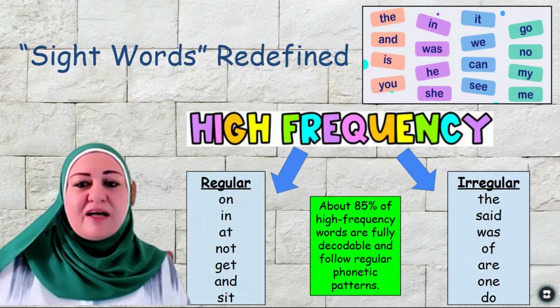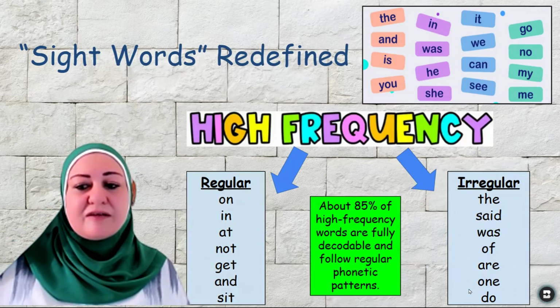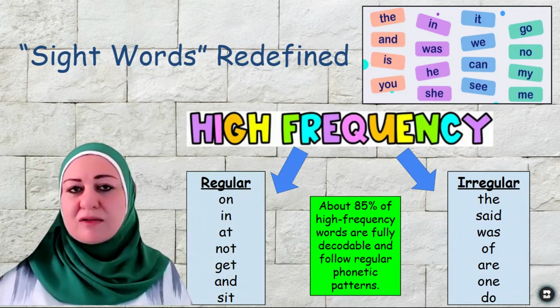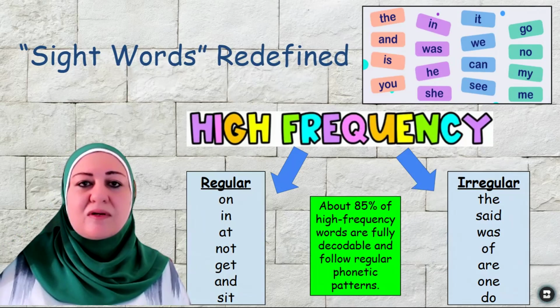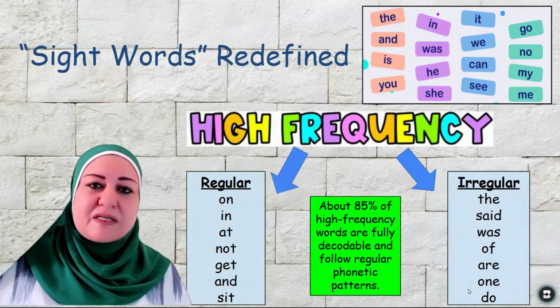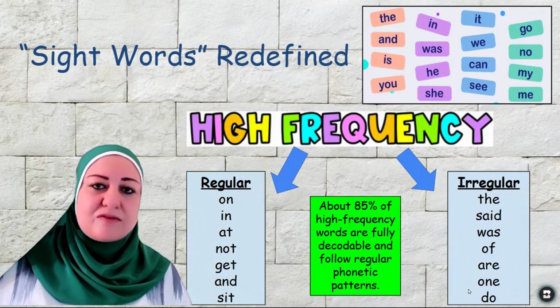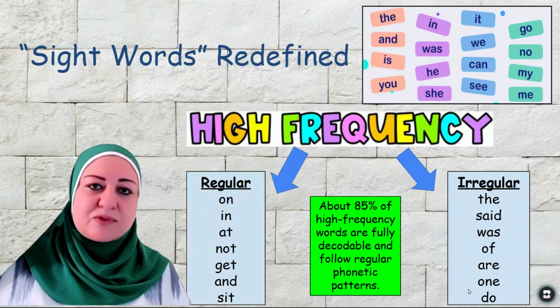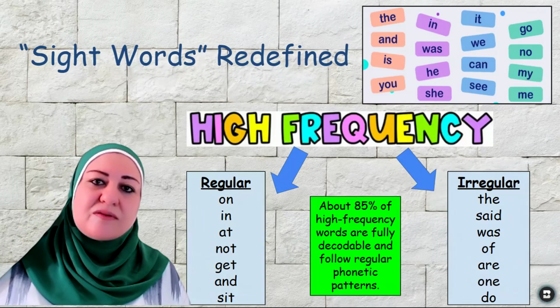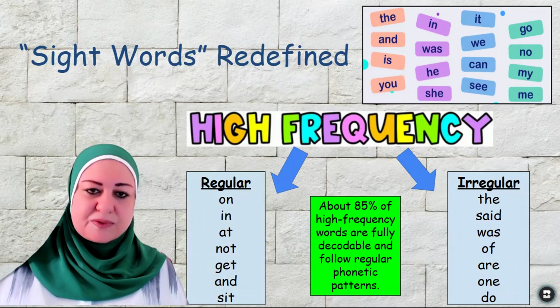Actually, about 85% of the high frequency words are fully decodable and follow regular phonetic patterns. There's only about 15% of the words that are irregular. And some of those words are temporarily irregular until the children learn those special phonetic patterns, then they become regular words.